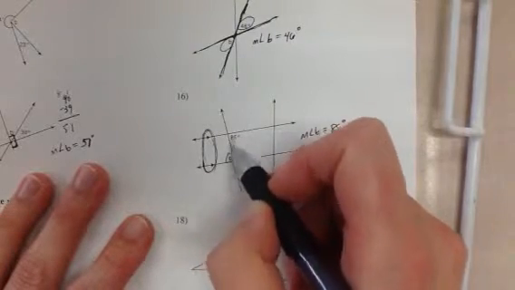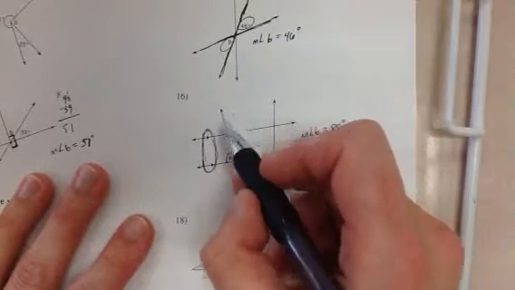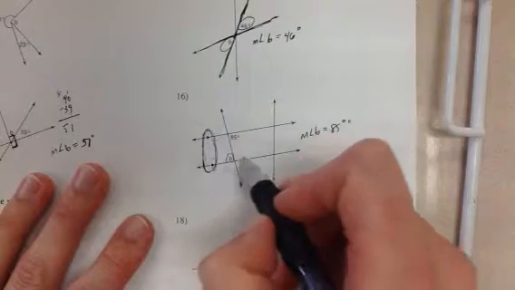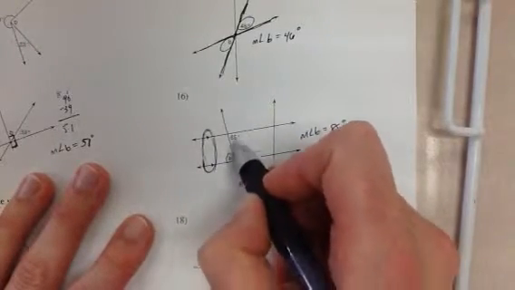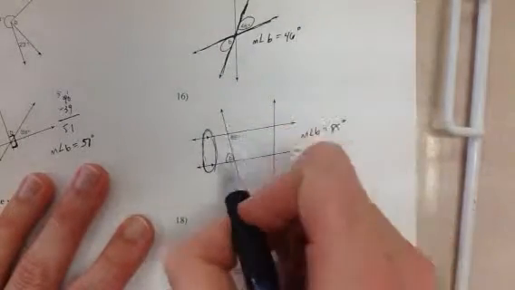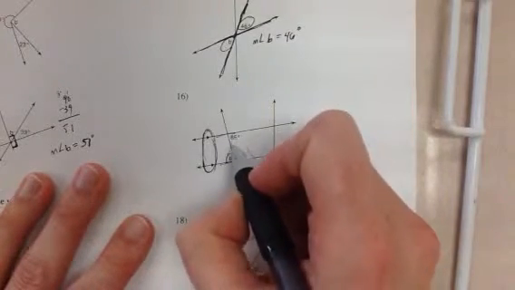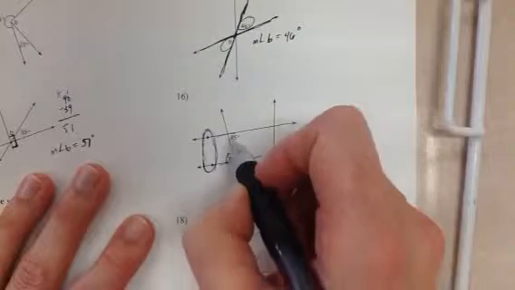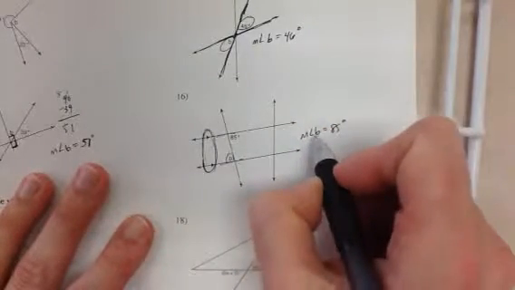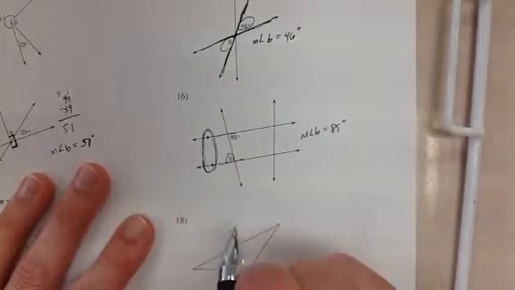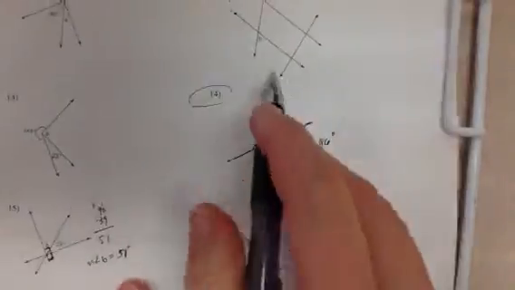So what's the relationship between these two? Well, they're alternate interior because these are parallel lines cut by a transversal. They're on alternating sides of the transversal, and they're interior to the parallel lines. So we know that alternate interior angles are congruent, which means the measure of angle B has to be equal to 85 degrees.